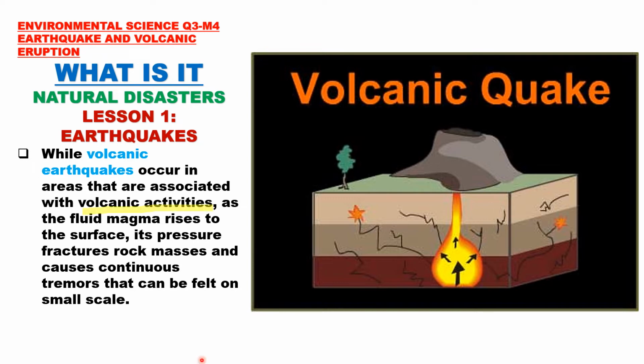So paano nagkakaroon ng volcanic earthquakes? So as fluid magma rises to the surface, its pressure fractures rock masses. So dahil sa very high pressure noong magma na lumalabas mula sa ilalim ng lupa, nagkakaroon ng fracture or ng mga cracks, bitak-bitak yung lupa. So this causes continuous tremors that can be felt on a small scale. So kapag nabibitak-bitak yung mga lupa na yan, yan yung nararamdaman natin sa surface. And it is an example of a volcanic earthquake.